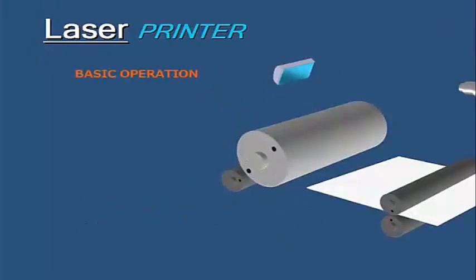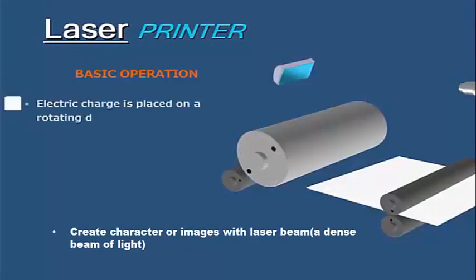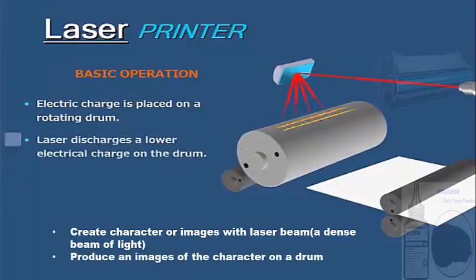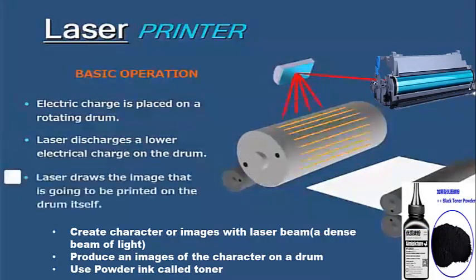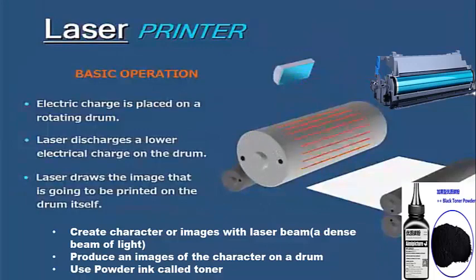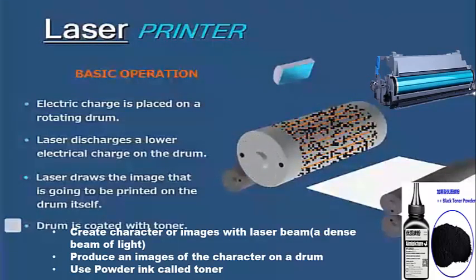Laser printers produce images on paper by directing a laser beam at a mirror, which bounces the beam onto a drum. The drum has a special coating on it to which toner, an ink powder, sticks. The laser draws the image that is going to be printed on the drum itself. Then the drum is coated with a fine black powder known as toner.